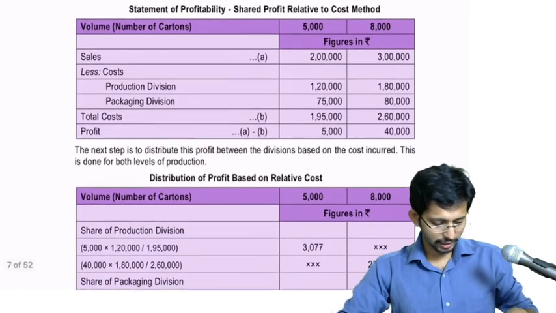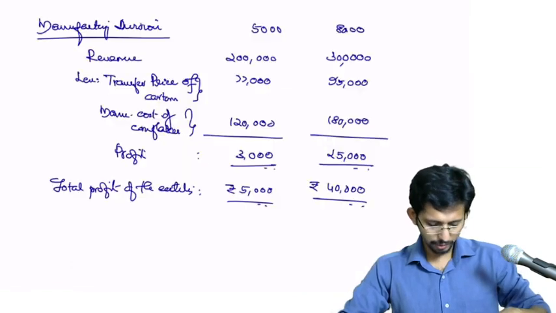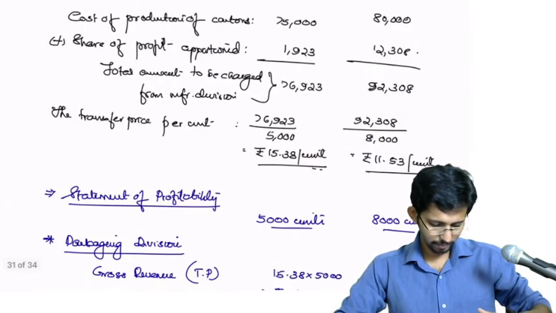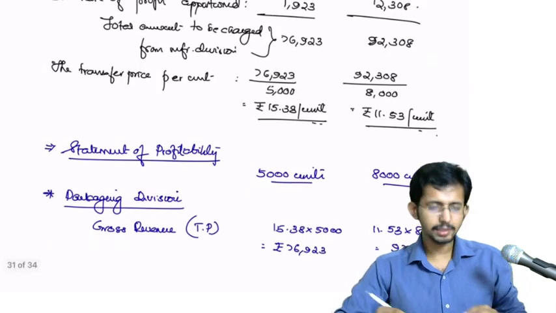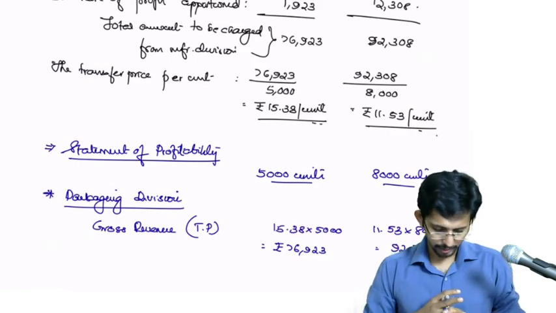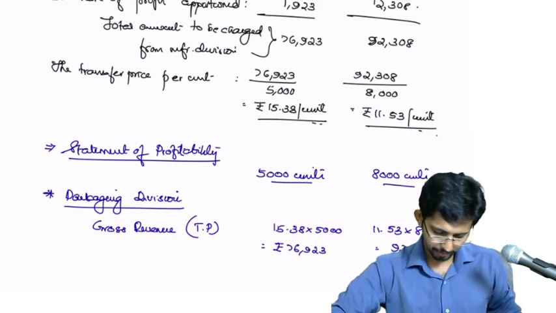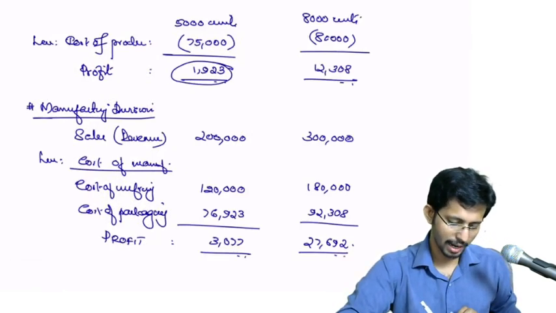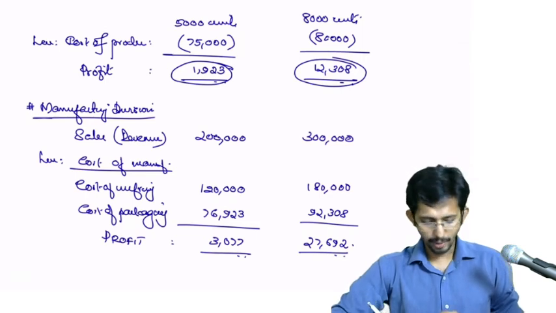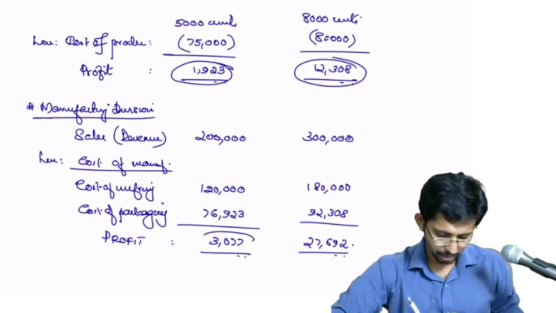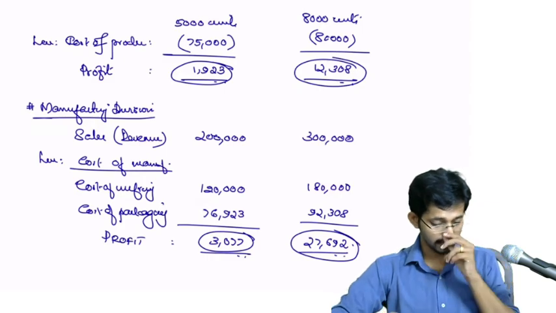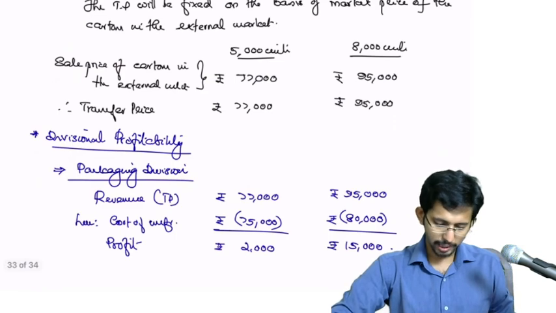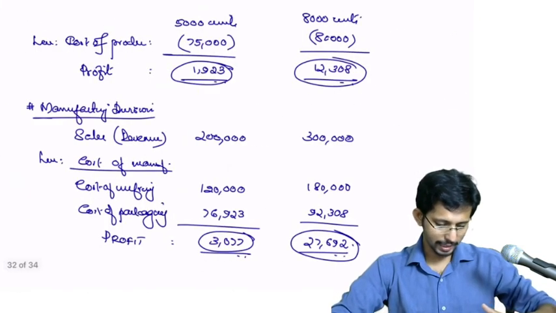Okay, so if you see these methods, in the first method, that is transfer price based on the shared contribution method, what is the profit of the packaging division? The profit of packaging division is 1,923 and 12,308. Whereas that of manufacturing division is 3,077 and 27,692. Okay, but when you move to market based, it becomes 2,000 and 15,000.